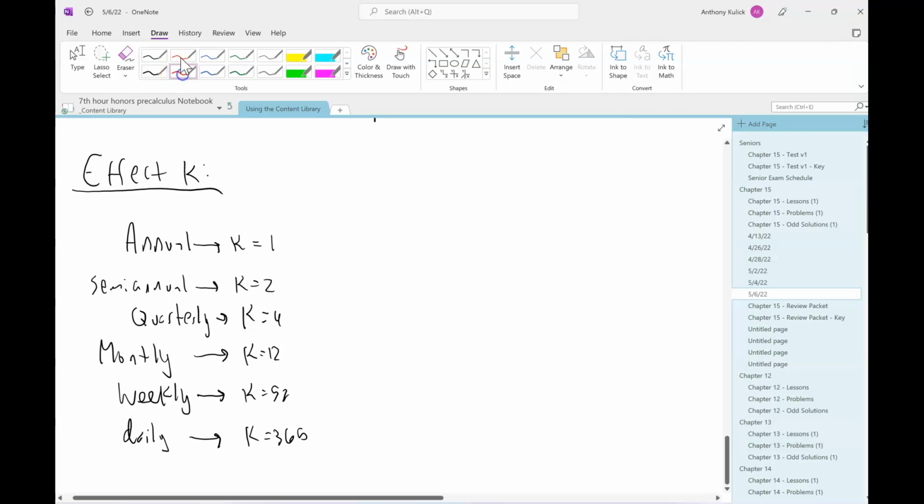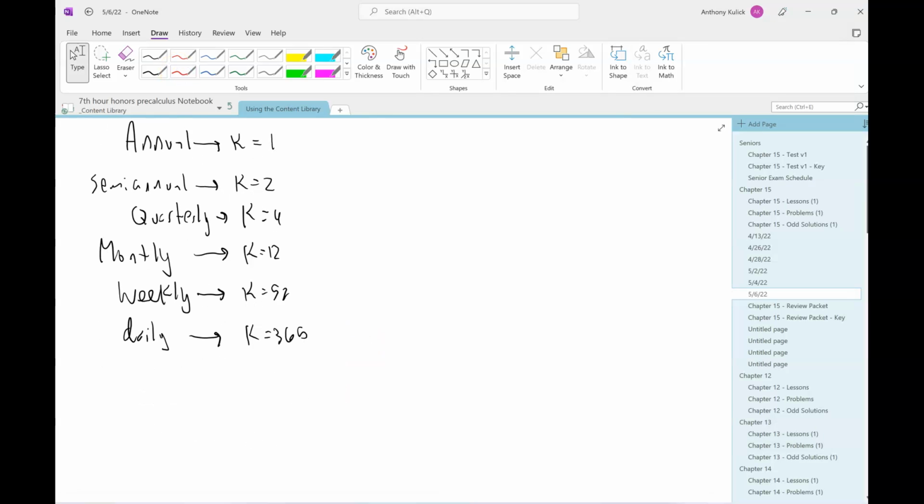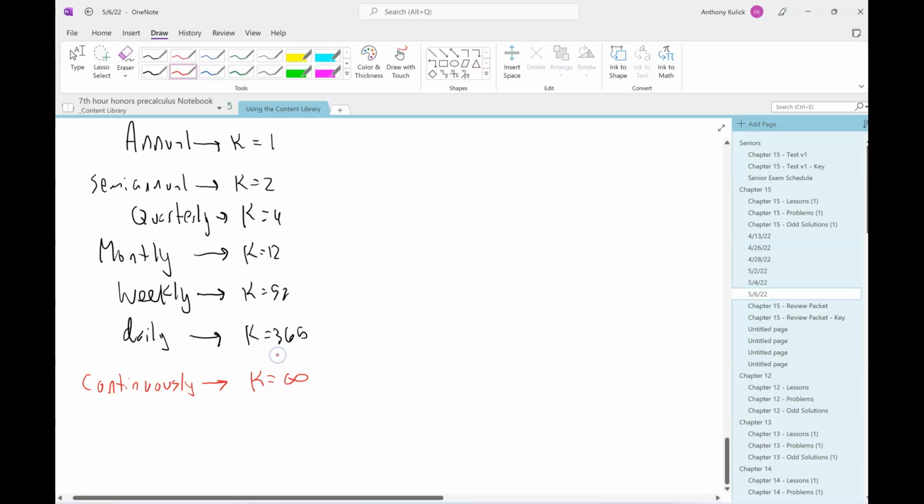So what is the most number of compounds we could have in a year? You do more than hours. You do more than seconds. What's that? Yeah, so we would say that would be continuously, which would be basically every instant.